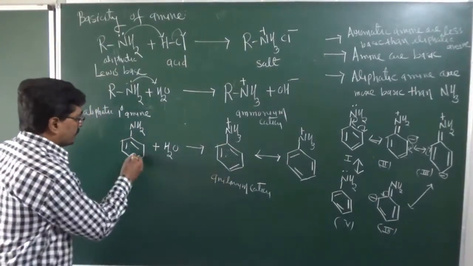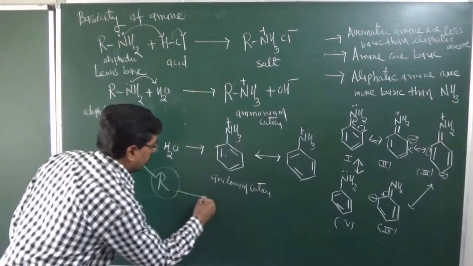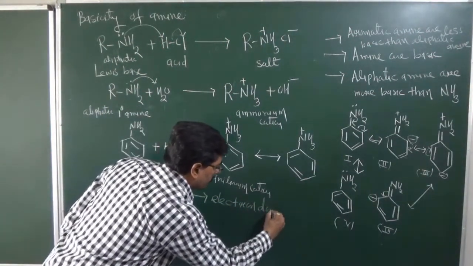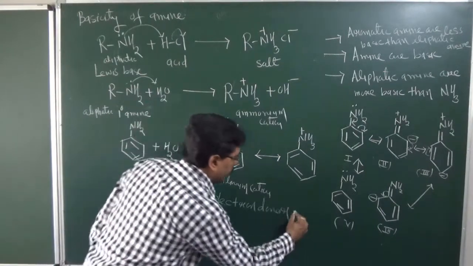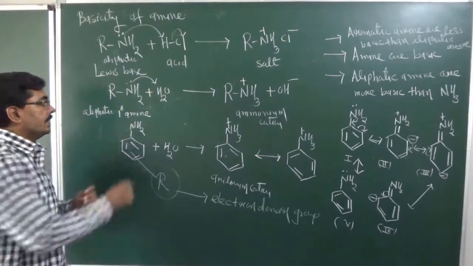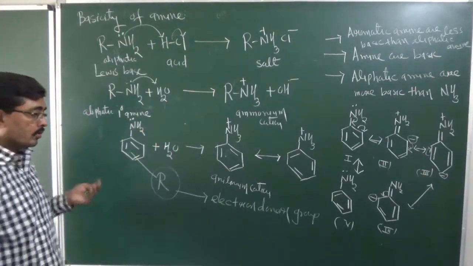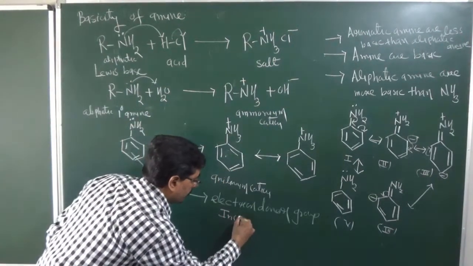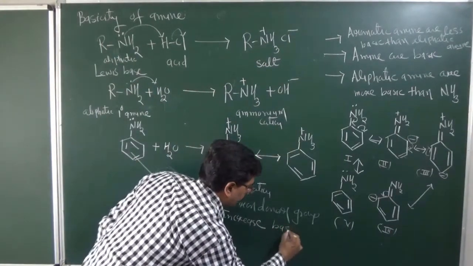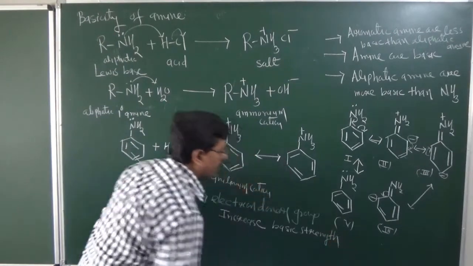Now suppose this amine is attached with any group. Now this group has two possibilities. Suppose this group is an electron donor group. Then it is observed that when an electron donor group is there, the electron density on nitrogen will increase. We can write here: an electron donor group increases basic strength. An electron donor group will increase the basic strength of the amine.